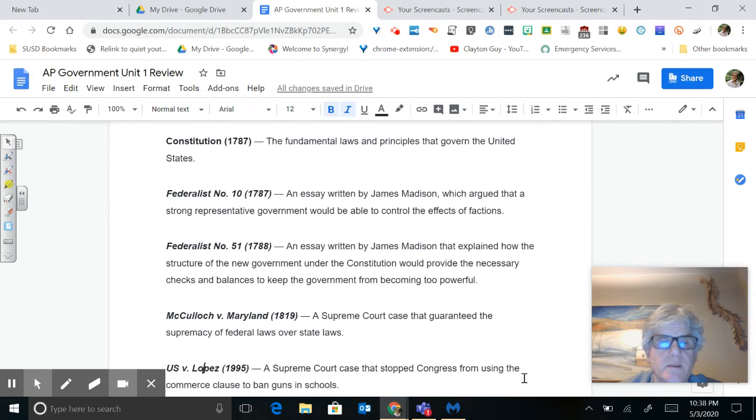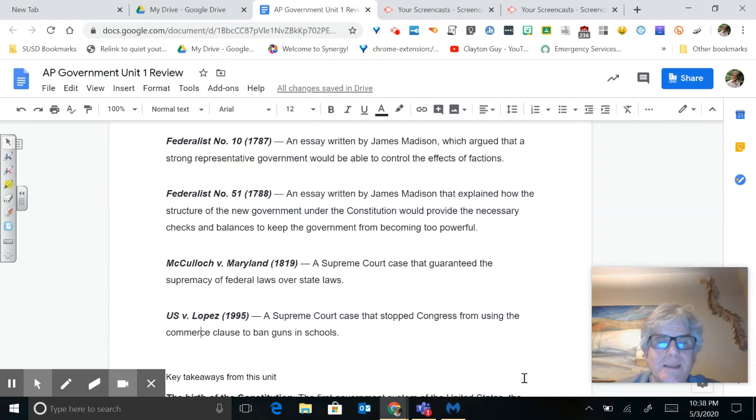Supreme Court cases, McCulloch versus Maryland, 1819. A Supreme Court case that guaranteed supremacy of federal laws over state laws. This is where Maryland taxed the first Bank of the United States in Baltimore. Basically, they were trying to tax the federal government, also trying to see whether state laws were supreme over federal laws.